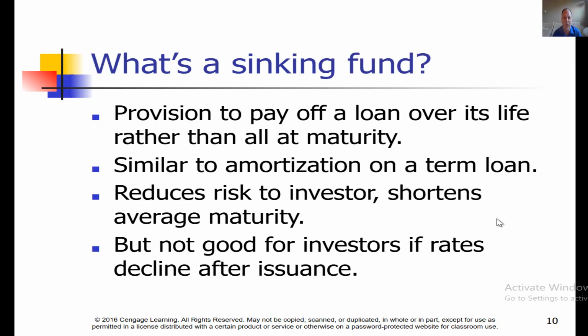Many bonds also have a sinking fund provision. This is a provision to pay off a loan over its life rather than all at maturity. The equivalent for a bond is an amortizing home mortgage. This reduces the risk to the investor since there is always a market for selling the bonds. It also shortens the average maturity. It's not good for investors if rates decline after the issue, in which case they would prefer to get the higher rate.